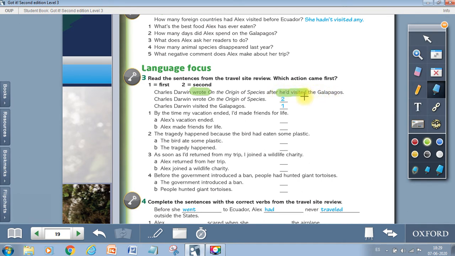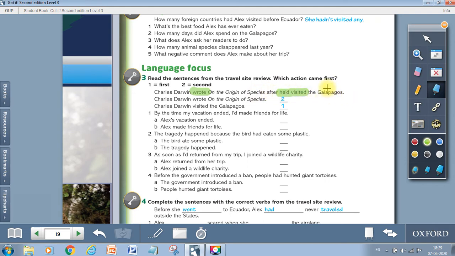Acá también tenemos un pasado, pero es un pasado distinto. Es el pasado perfecto, que se forma usando el had y un verbo en participio. Y aquí equivale a lo que nosotros llamamos los tiempos con había. ¿Ok? Por ejemplo, Charles Darwin escribió sobre el origen de las especies después de que él había estado en Galápagos.